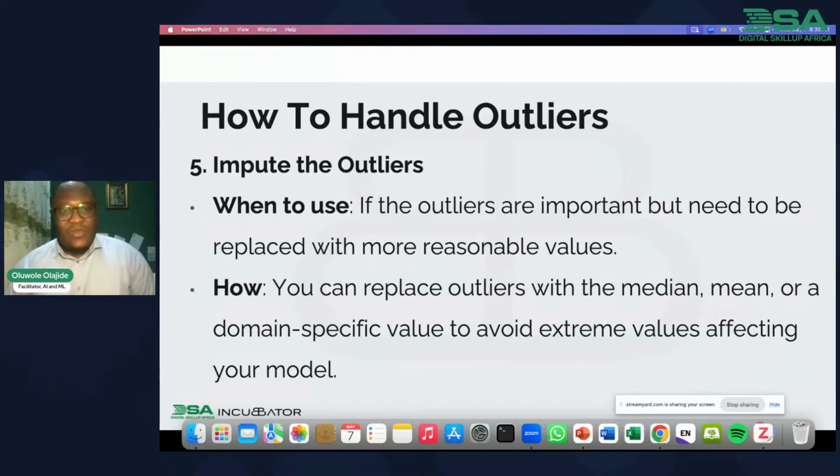Then impute outliers. When do you impute outliers? Somebody will wonder, we are trying to remove them, and we are imputing them. If the outliers are important but need to be replaced with more reasonable values, you can replace the outliers with the median. Like I said, this is what people do.